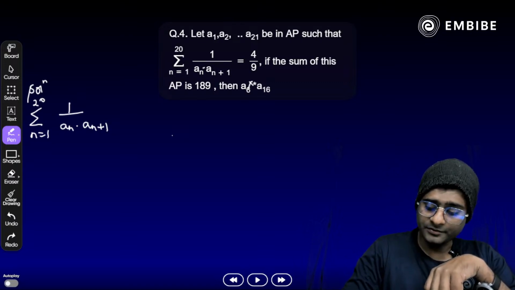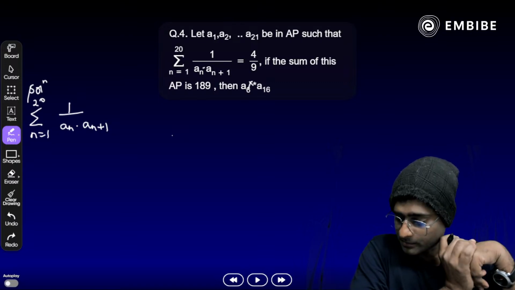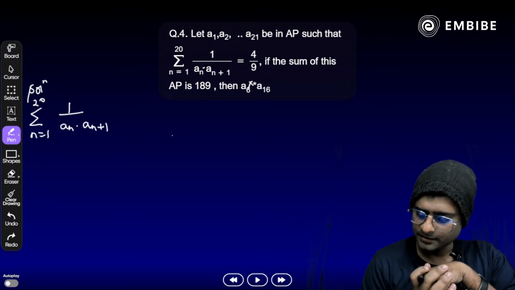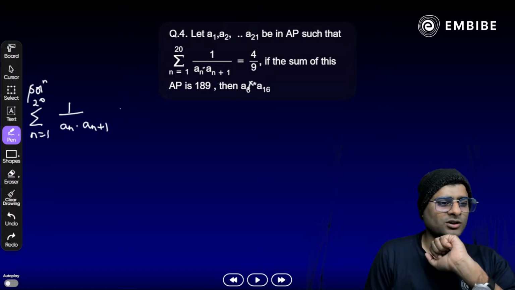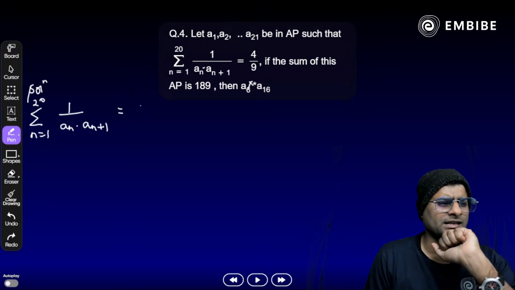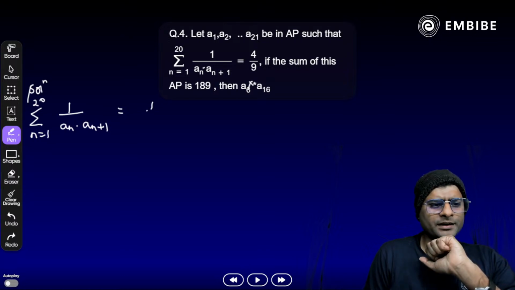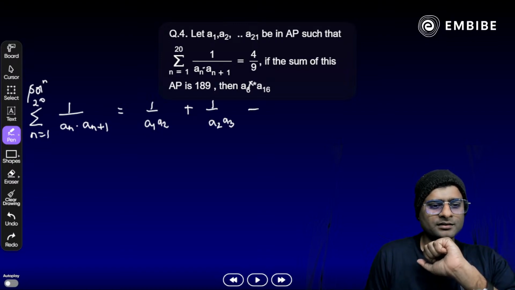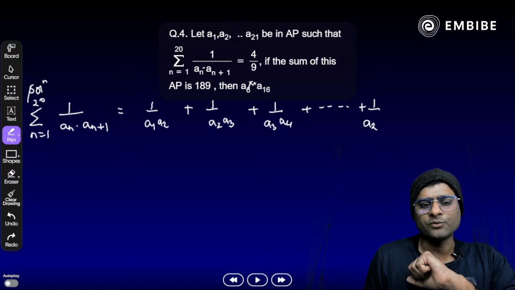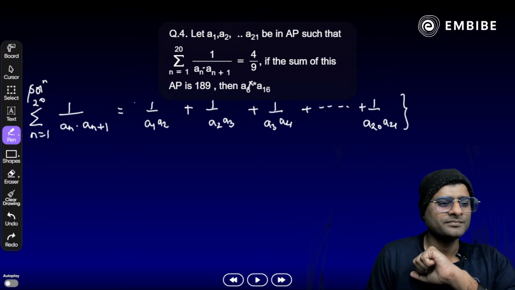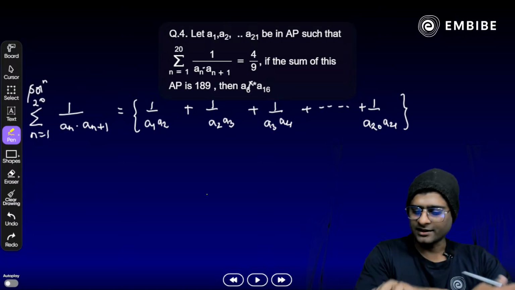DC multiply, DC divide. Okay, so smart. Now we need to apply here what? Yes, first term is always small a, we have to consider, but आप यहाँ पे a1 भी लिख सकते हैं. Okay, so if we substitute 1 here, what we get here? 1 by a1 a2 plus 1 by a2 a3 plus 1 by a3 a4, and so on, 1 by a20 a21. Done. So इसके बाद क्या करना है?